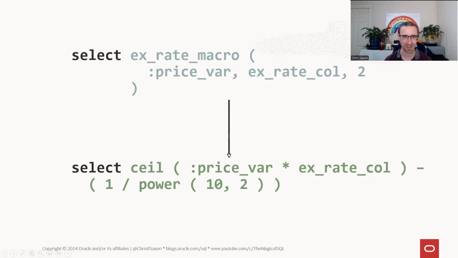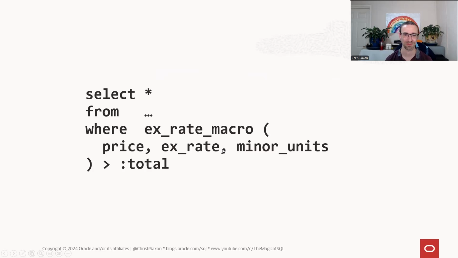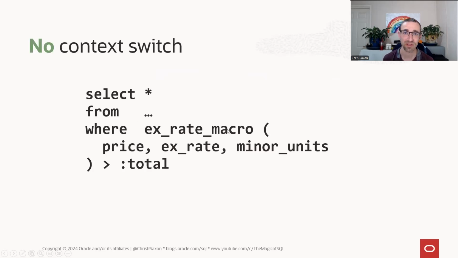So what does this mean? Well, if we've got a SQL statement like this, where we're calling our macro, that means at runtime there is no context switch. The function effectively doesn't exist. It's gone. It's been converted into pure SQL. We no longer have that overhead of switching between those two languages.